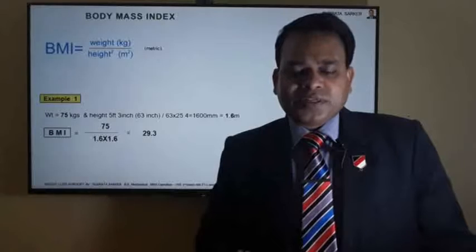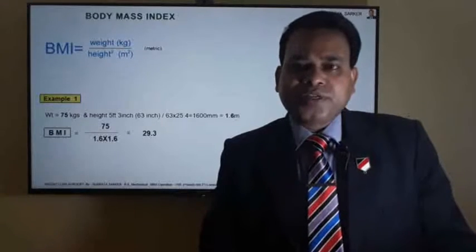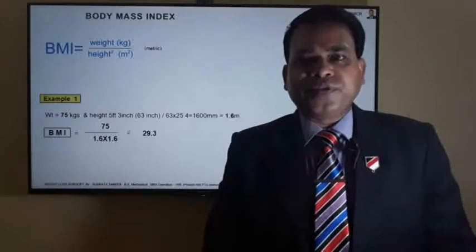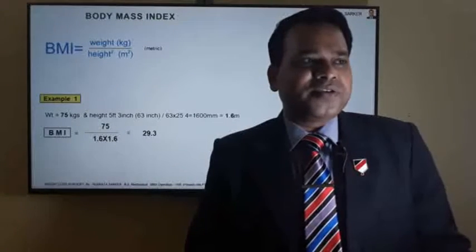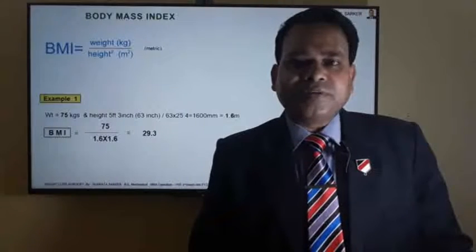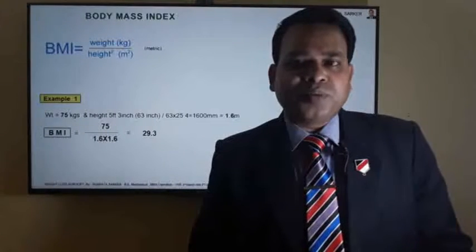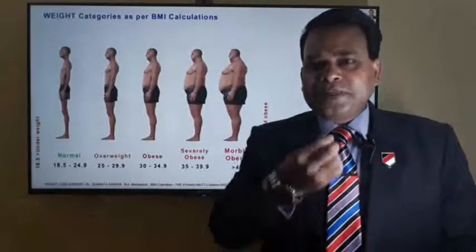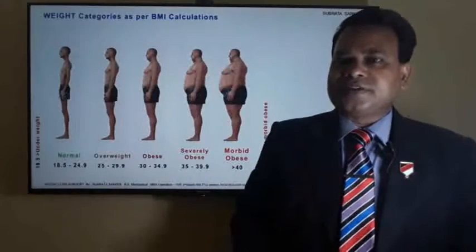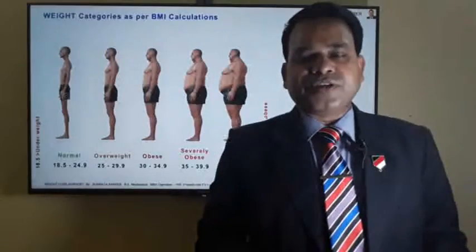For example, say your weight is 75 kg and your height is 5 feet 3 inch, meaning 63 inch, that is 1.6 meter. Then your body mass index will be 75 divided by 1.6 into 1.6, that is 29.3. As per this body mass index, there are categories of your health.